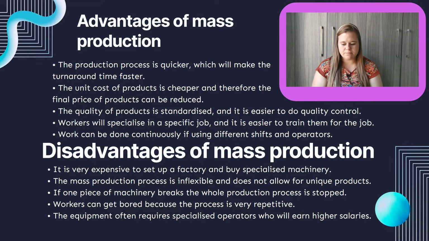Disadvantages of mass production. It is very expensive to set up a factory and to buy the specialized machinery. So essentially, it's going to be quite expensive to do. The mass production process is inflexible. Therefore, it doesn't allow for unique products.